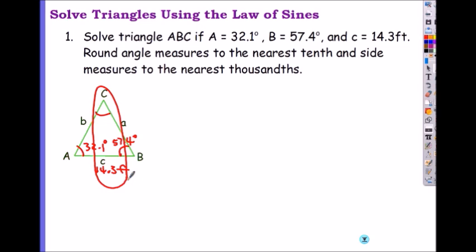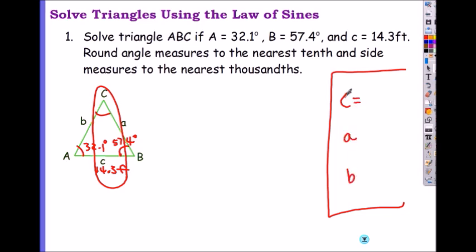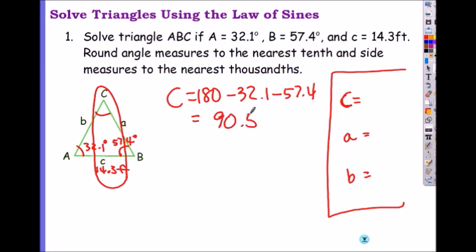So for this one, you don't have to list all 6. Just write what you're solving for: angle C and sides A and B. So how would you find angle C? It is 180 minus the two angles, right? So what do you get? 90.5 degrees. Okay? So we are one-third way done. We just got to find two more.